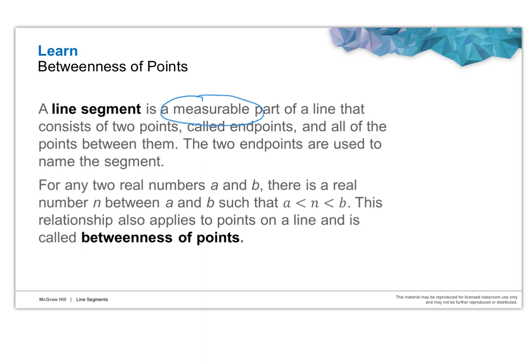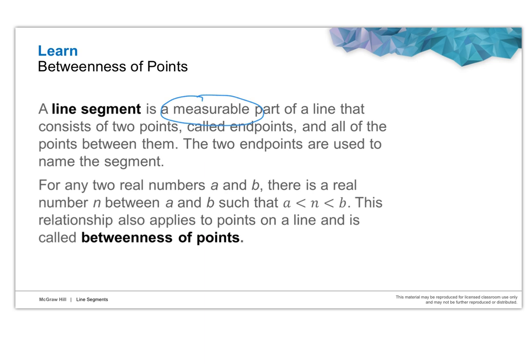For any two real numbers, A and B, there is going to be a number n between A and B, such that, and this is a double inequality, A is less than n is less than B is how you would read that, or in other words, n falls between A and B. This relationship also applies to points on a line and is called betweenness of points.